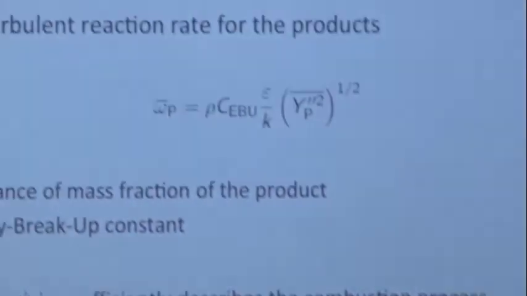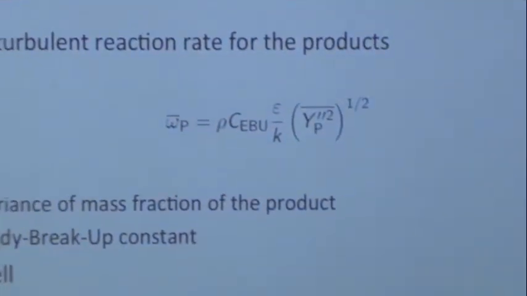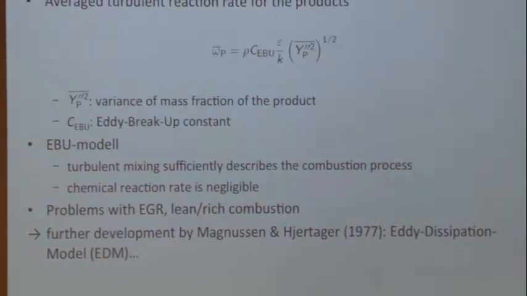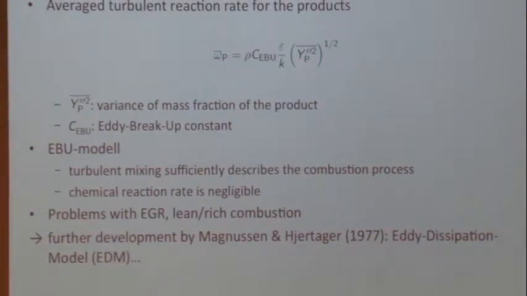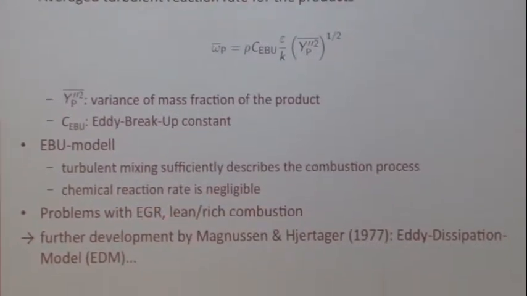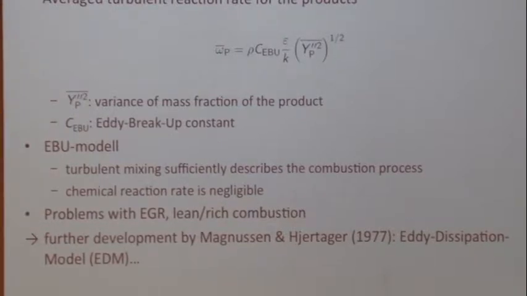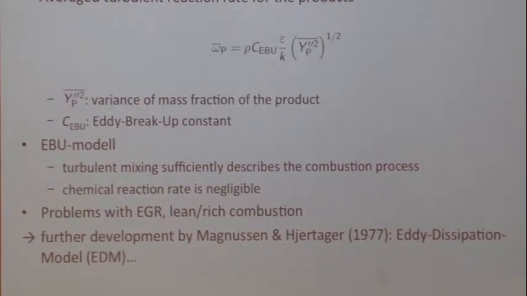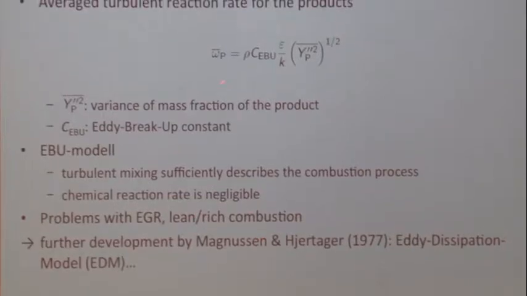So there are issues with this model. Issue with the model is that this doesn't know anything about chemistry. You see that? This doesn't know it's lean or rich. And so this doesn't know if you have EGR. So we know, for example, EGR doesn't burn that fast. This model doesn't know it. For example, if you want to apply this to non-premix combustion, then the whole thing wouldn't work really. Lean-rich combustion, it doesn't do this.